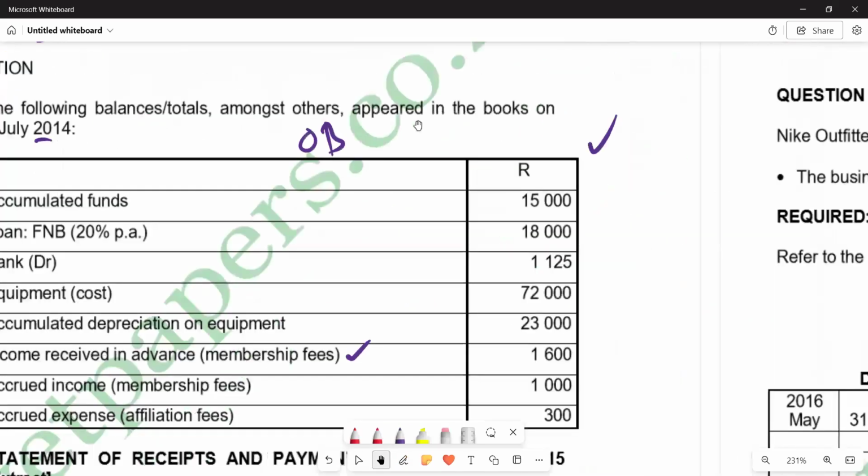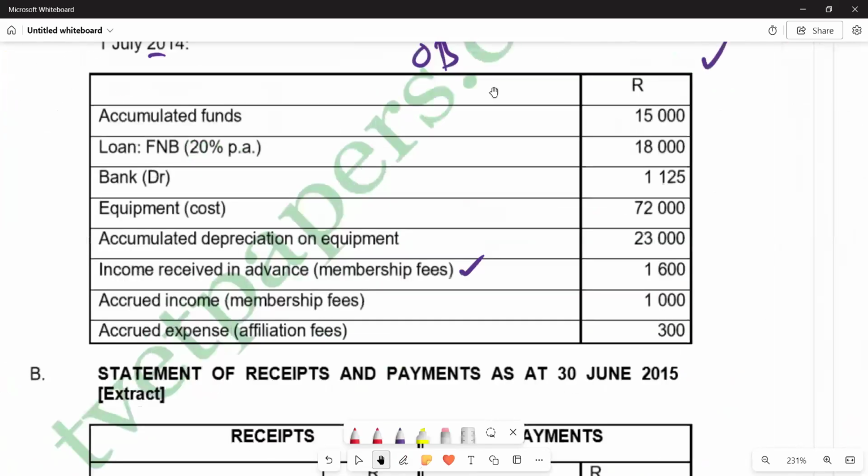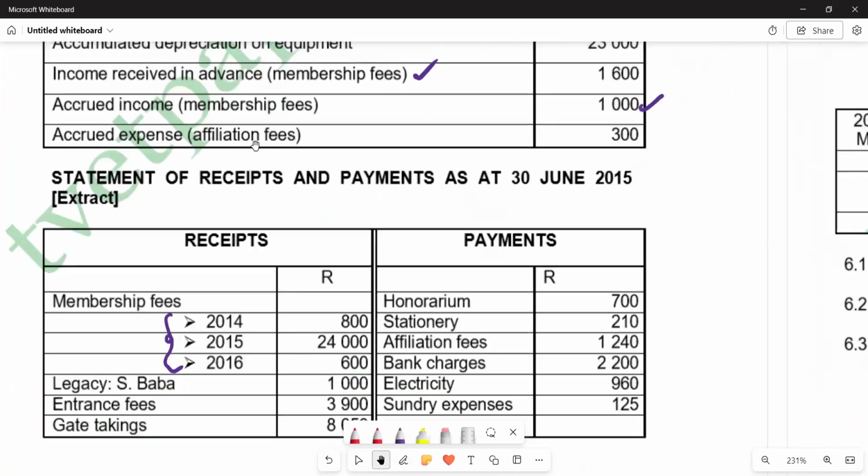We can just check there. These are the balances for 2014, and the membership fees that are outstanding are the accrued income, which is 1,000. This is the one that is outstanding. Then we check what was paid from that. We get it in the receipts and payments account. We see that out of the 1,000, only 800 was paid for the 2014 year. So we have 1,000 minus 800 not yet paid, which is 200. So this is the amount that is still outstanding, and it must be written off.